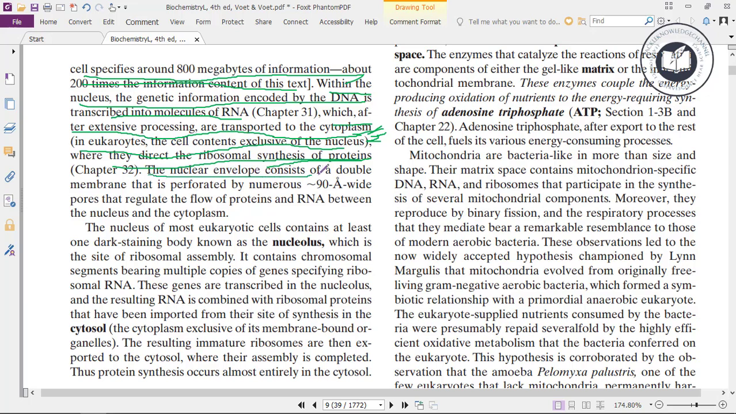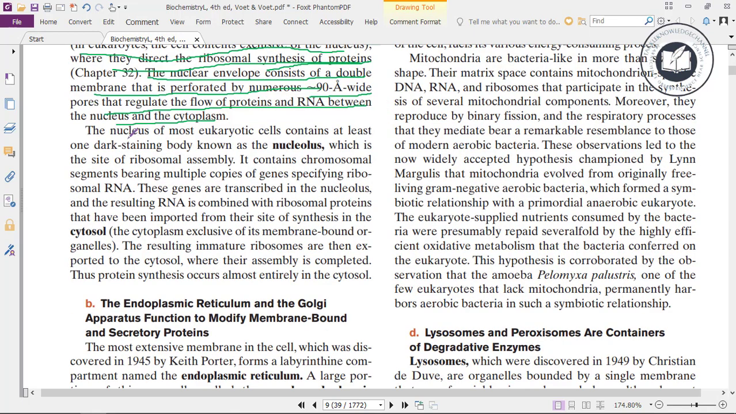Okay, the nuclear envelope consists of a double membrane that is perforated by numerous approximately 90 Angstrom wide pores that regulate the flow of proteins and RNA between the nucleus and the cytoplasm. So the nuclear envelope is a double membrane, and it is perforated by numerous pores which are approximately 90 Angstrom wide. So they regulate the flow of proteins and RNA between the nucleus and the cytoplasm.